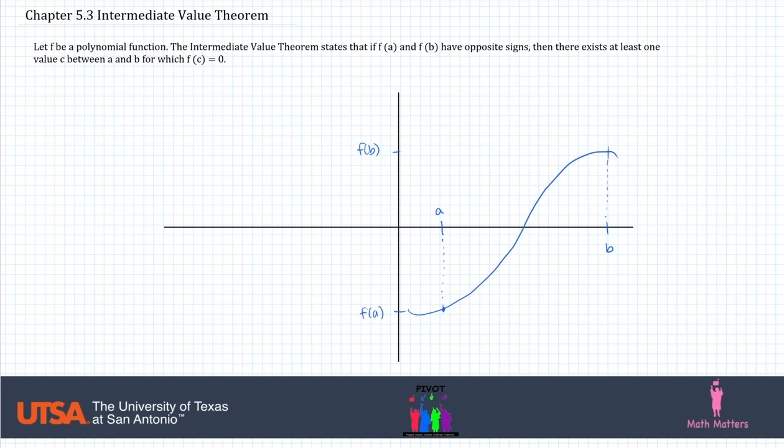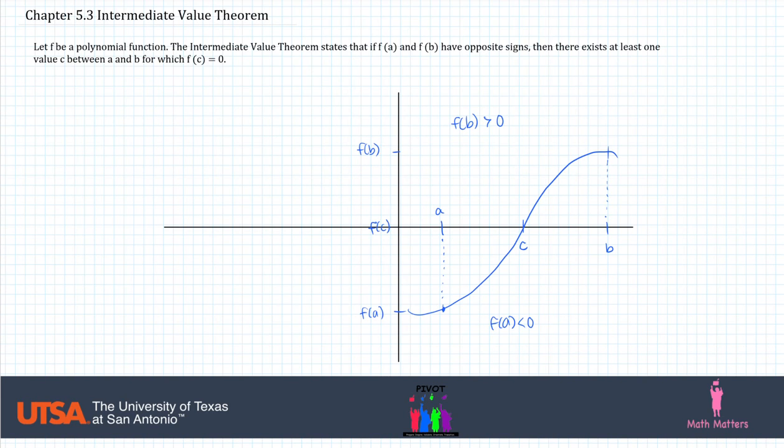What this means is if f of a and f of b have different signs, so f of a is obviously negative here. So f of a is negative, and then f of b, since it's above the x-axis, is going to be positive. So since f of a and f of b have different signs, one being positive, one being negative, since f is a continuous function, this guarantees that there is some value c on the x-axis between a and b, such that f of c equals 0. In other words, it crosses the x-axis.